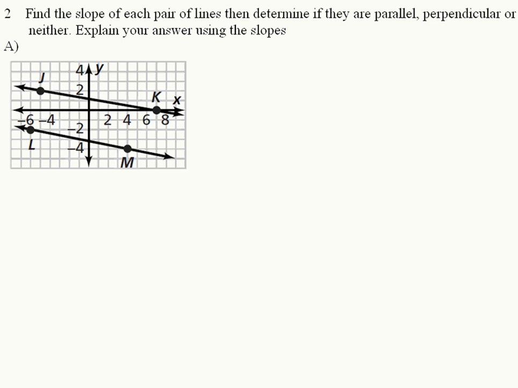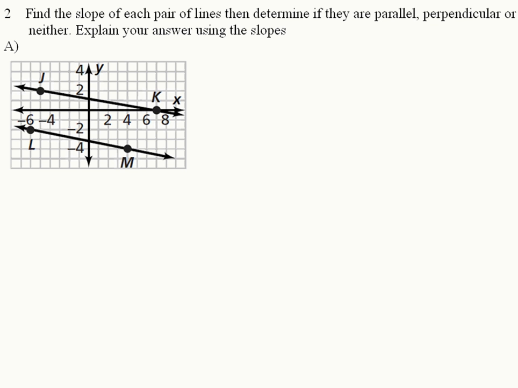Find the slope of each pair of lines, then determine if they are parallel, perpendicular, or neither. Explain your answer using the slopes. So we are given the graph of two lines here, and we're being asked to make a determination if these lines are parallel, perpendicular, or neither.